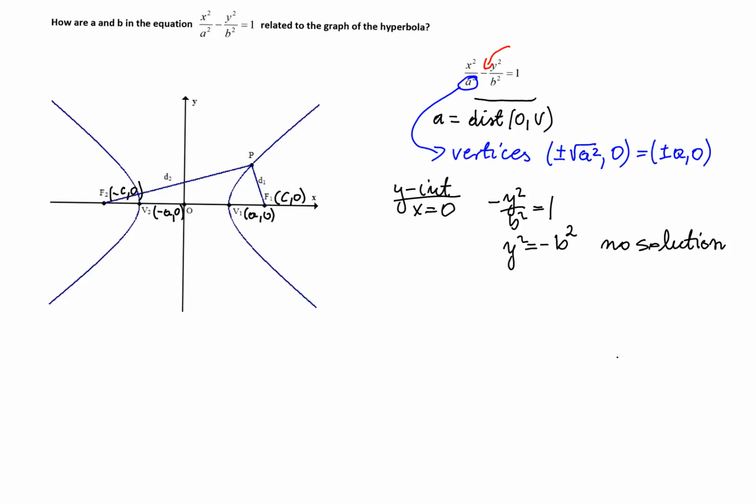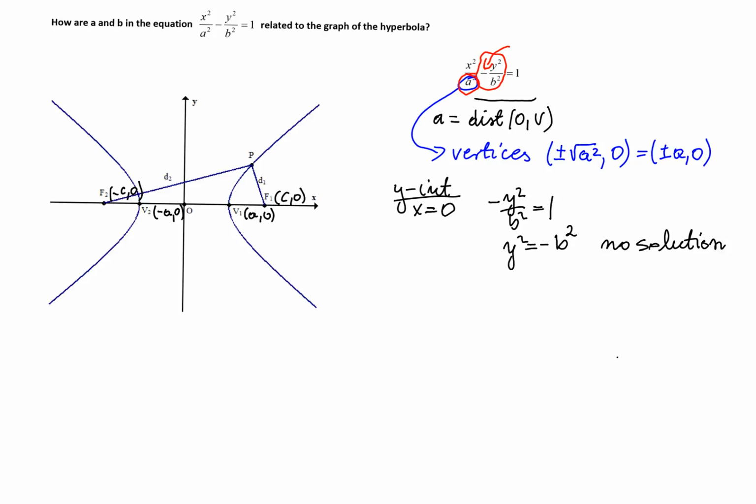So to summarize the property, we can say that for the standard equation of the hyperbola with center 0, 0 and the foci on the x-axis, the negative sign in front of the y term tells us that there are no y-intercepts, and the x-intercepts are determined by the number below the x squared. Does this mean that there is no relation between b and the graph of a hyperbola? And the answer is no.